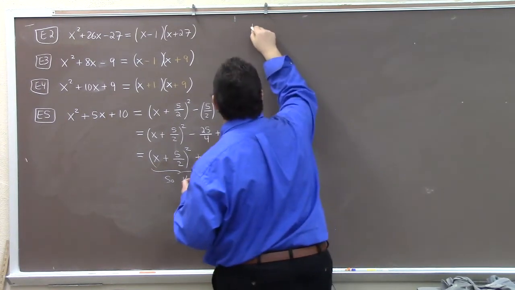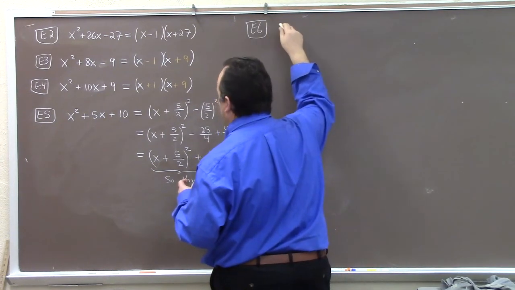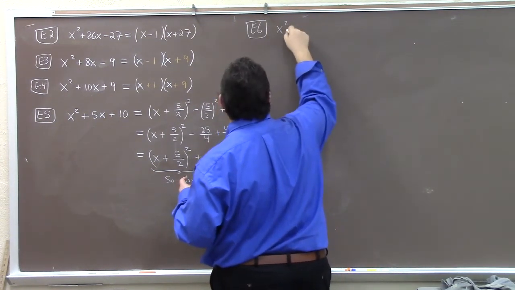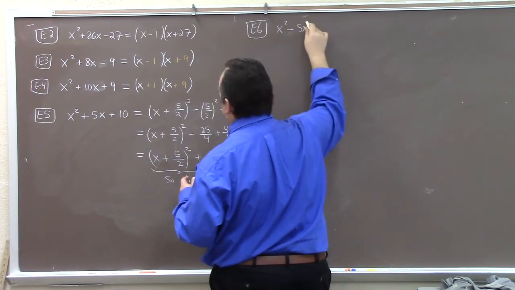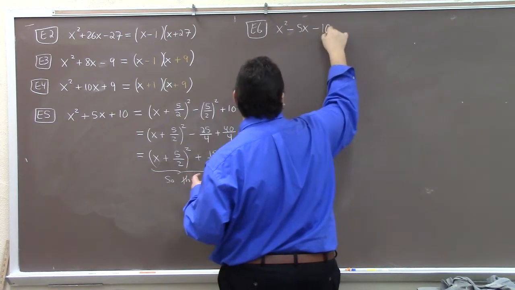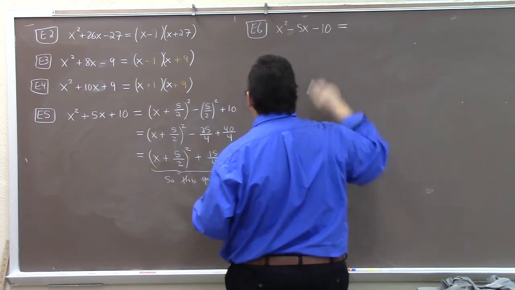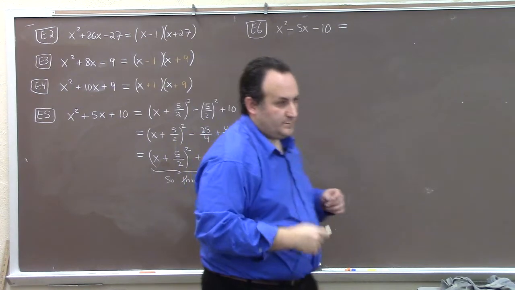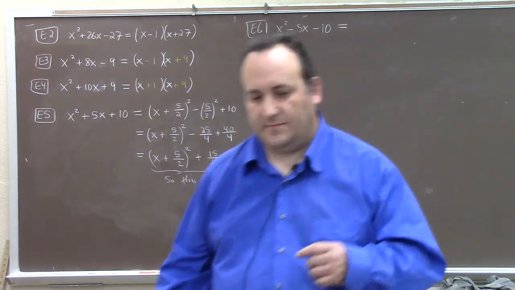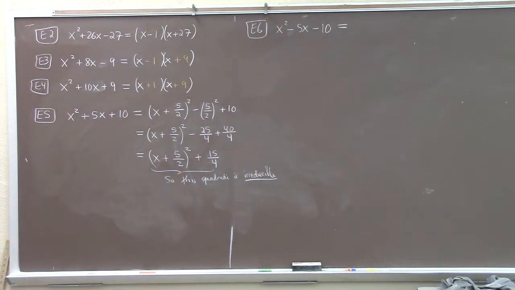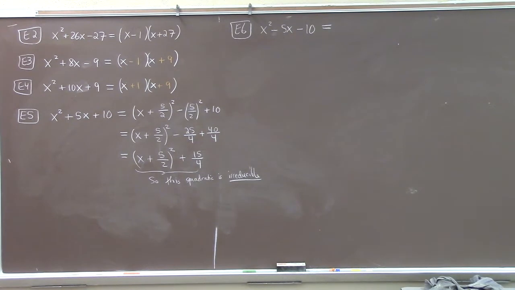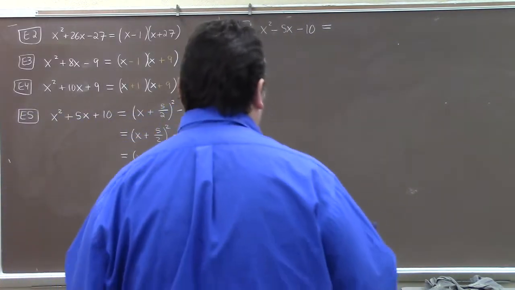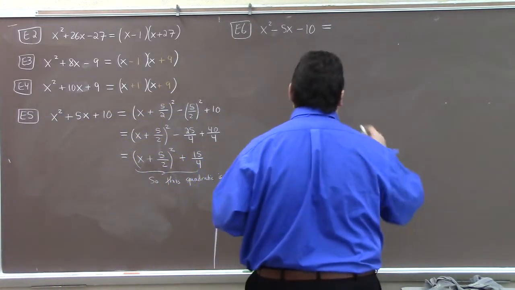Example 6, similar but different. This will do x squared plus 5x. Actually, this time I'm going to do x squared minus 5x minus 10. So how would I complete the square here? First of all, can I factor? No, factoring's not happy here because I can't get 5 from factors of 10 added or subtracted.